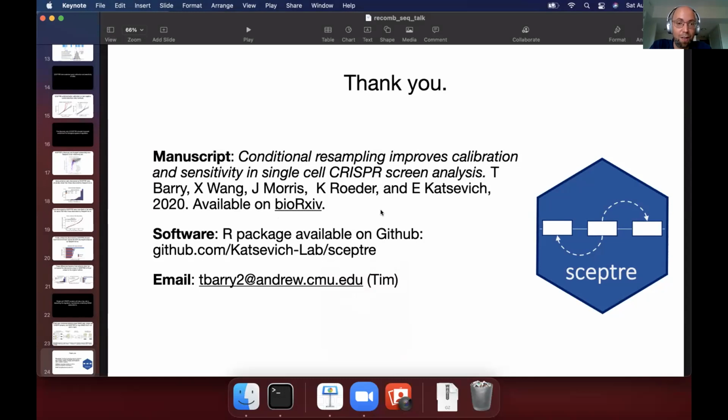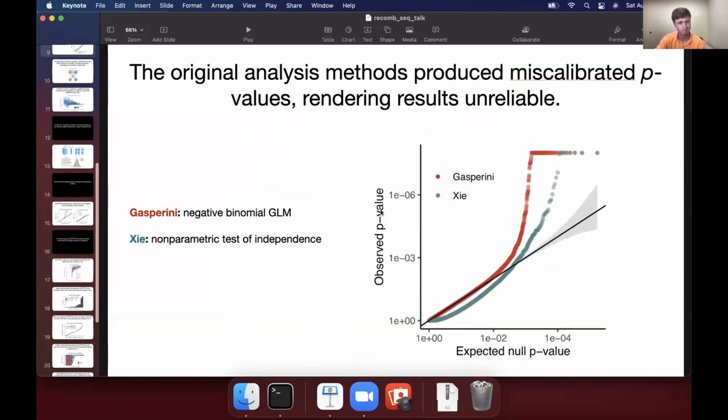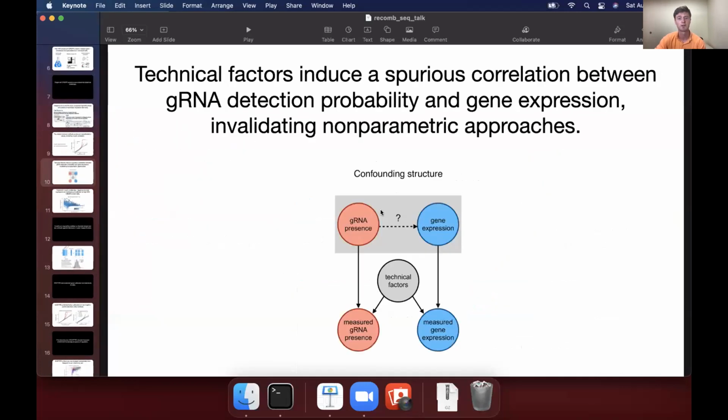Great talk, thank you. Is it possible that sequencing depth isn't necessarily a confounder, but could actually be affected by a CRISPR edit? For example, if the edit harms the cell or inhibits transcription somehow? Yeah, I think that's a great point. Yes, the CRISPR edit itself might be affecting some of these technical factors.